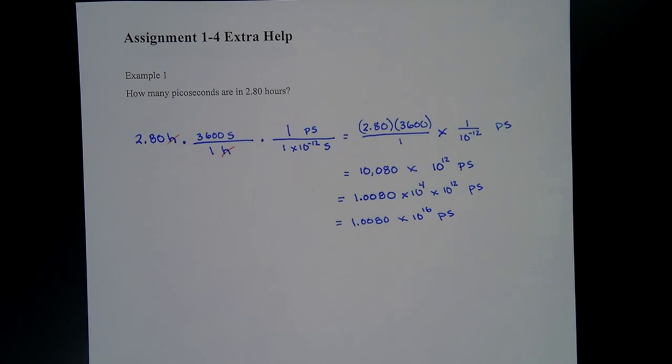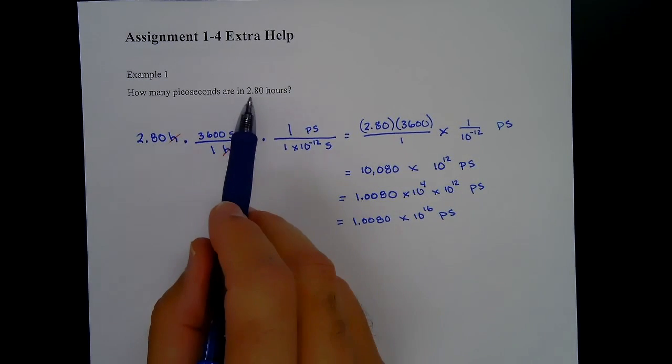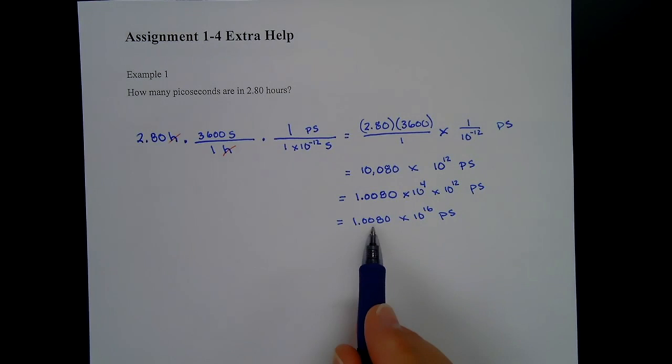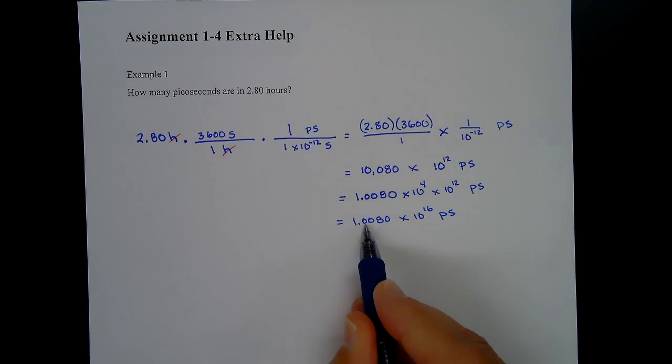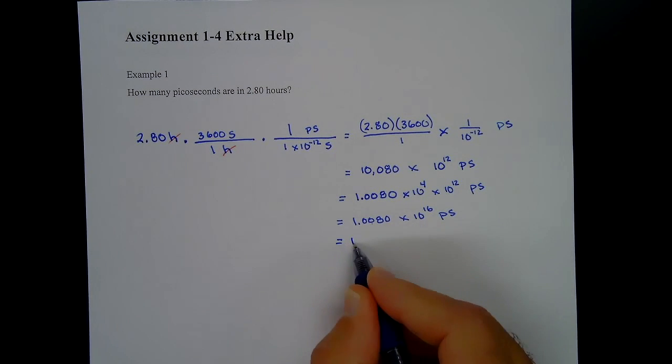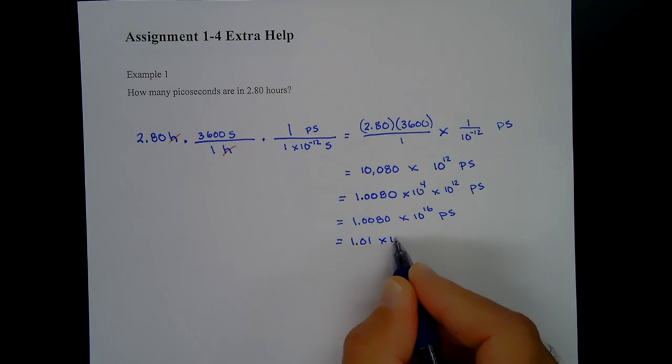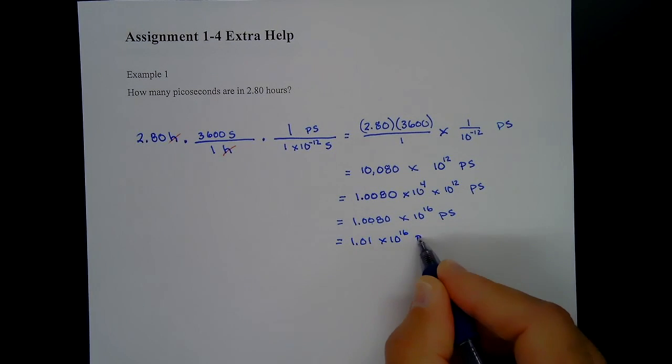Now, if you type this into the computer right now, you'd get it wrong. It doesn't mark it wrong, it just won't accept this as an answer because it's not correct to the number of significant figures. Up here, we started with 3 digits. This number right here needs to be 3 digits of precision. So if we look at this 1.00, we would stop here, but we're going to round this. Since this is 8, this becomes a 1, because we round up, and this becomes 1.01 times 10 to the 16th picoseconds.